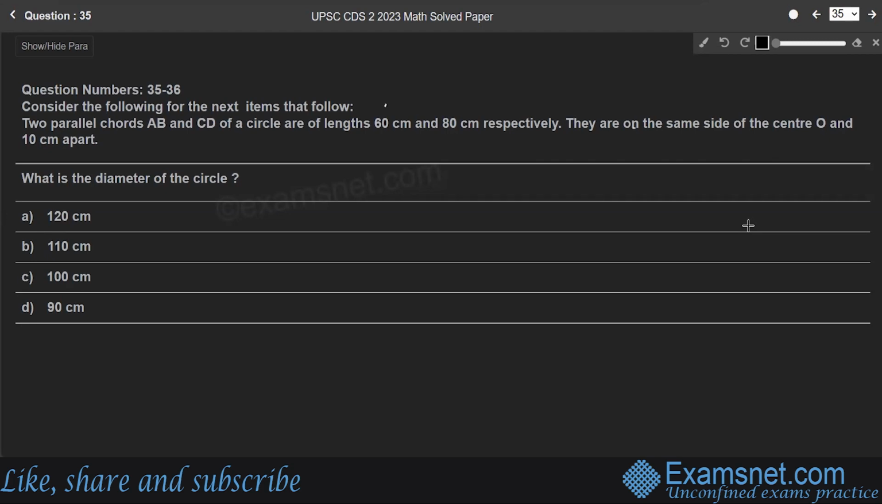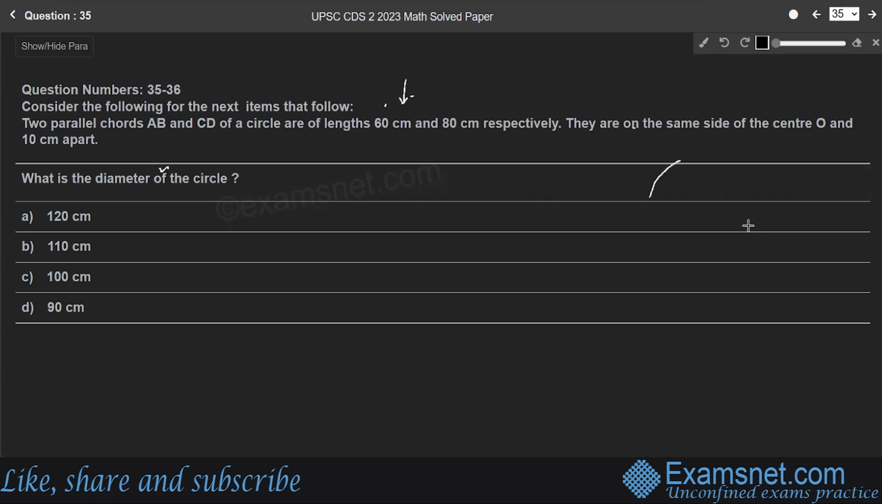Question 35 and 36 are based on the below information. Two parallel chords AB and CD of a circle are of length 60 centimeter and 80 centimeter respectively. They are on the same side of the center O and 10 centimeter apart. So what is the diameter of the circle, right?